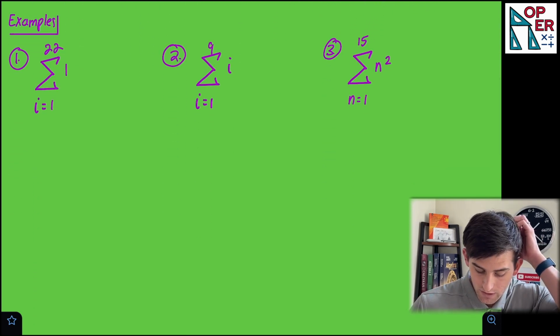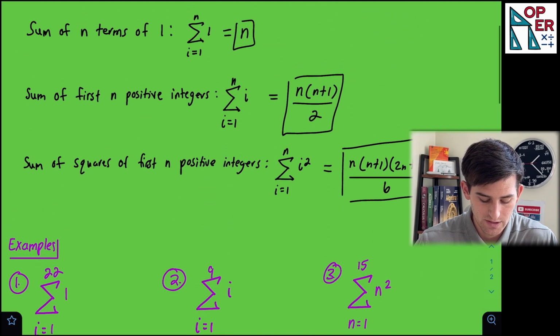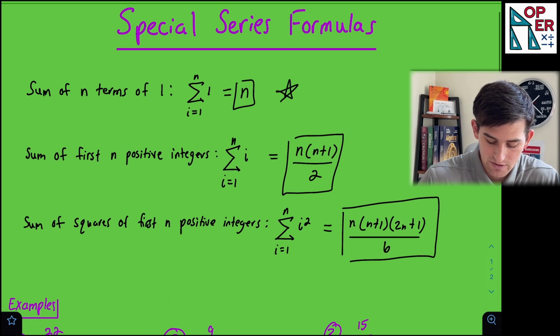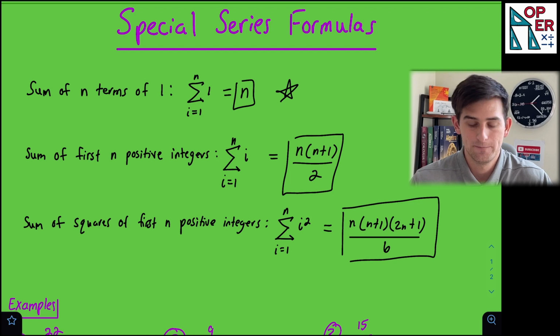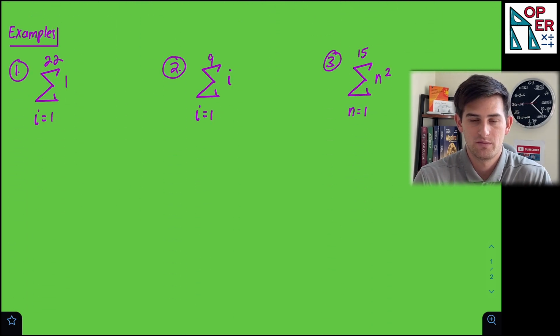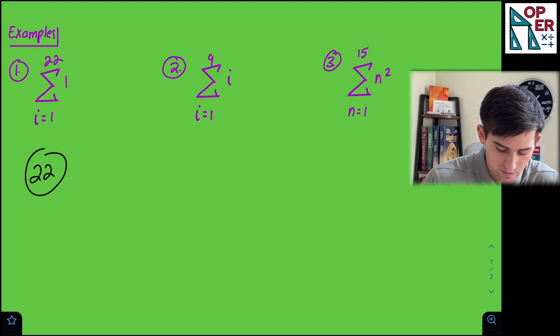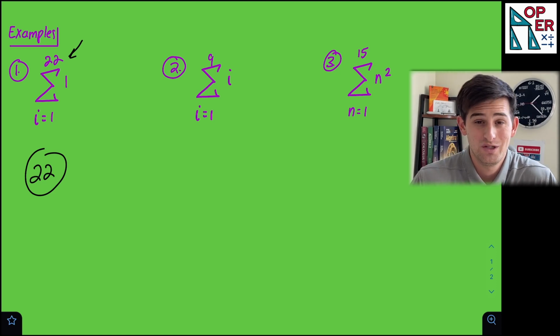For example number 1, notice we have n is 22, or our upper index is 22, our lower index is 1, and our rule is just 1. So this would be an example of our sum of n terms of 1. What this would look like is we would just have 1 plus 1 plus 1 plus 1, 22 times. So the sum of this series would just be whatever our value of our upper limit is. In this case, it would be 22.